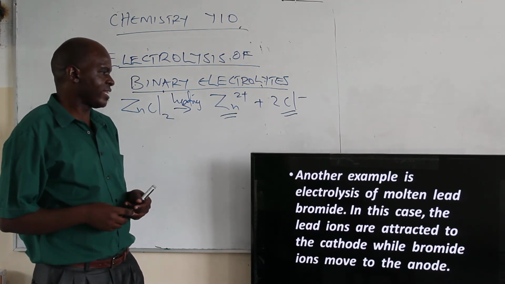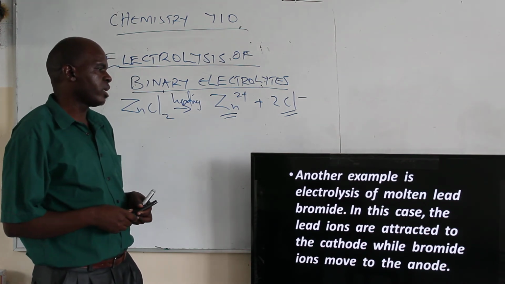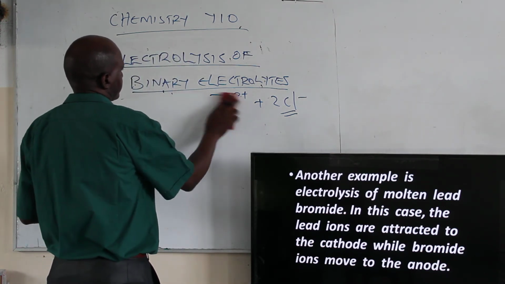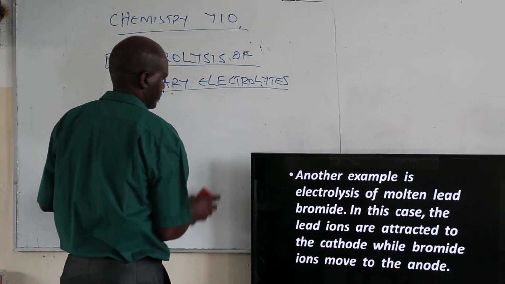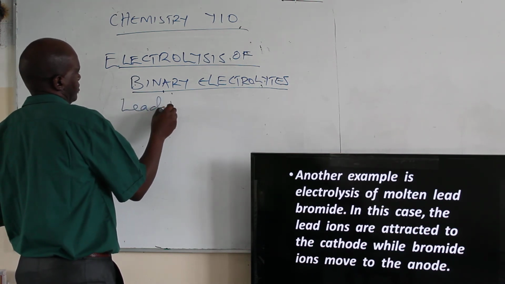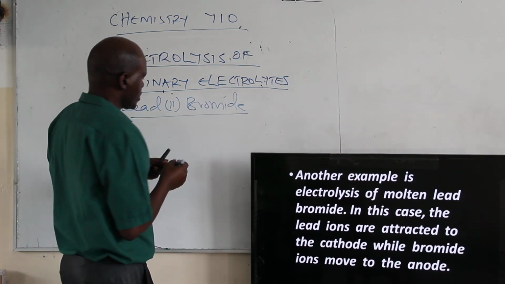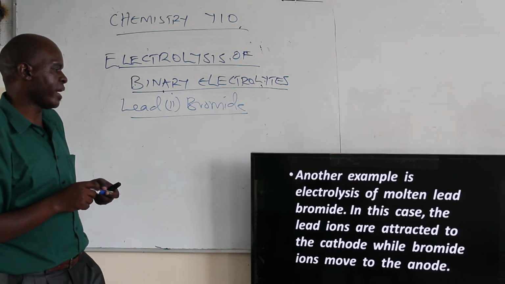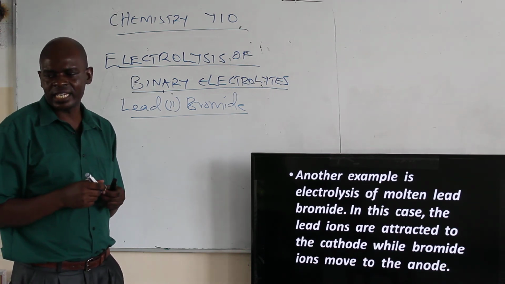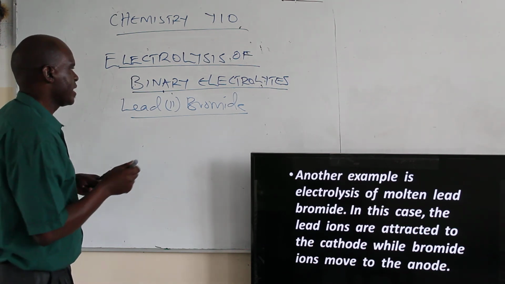Now we can have another example of electrolysis of a molten substance. In this case, we want to use what we call lead bromide. Lead(II) bromide. So in the electrolysis of molten lead(II) bromide, we shall have lead(II) ions being attracted to the cathode, while the bromide ions will be attracted towards the anode.